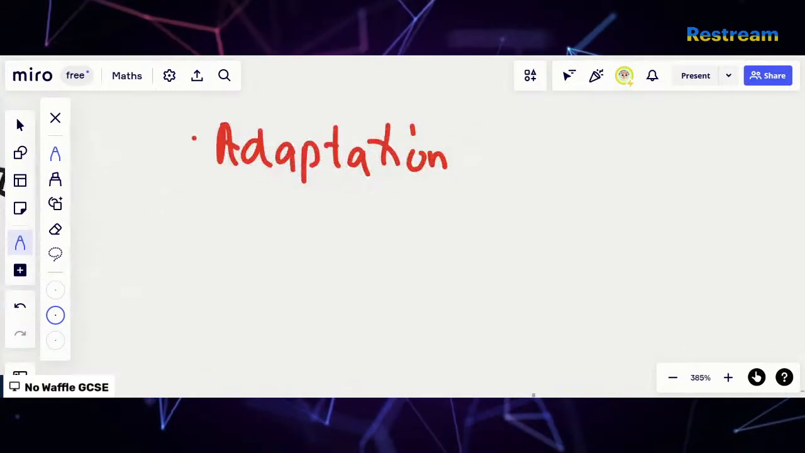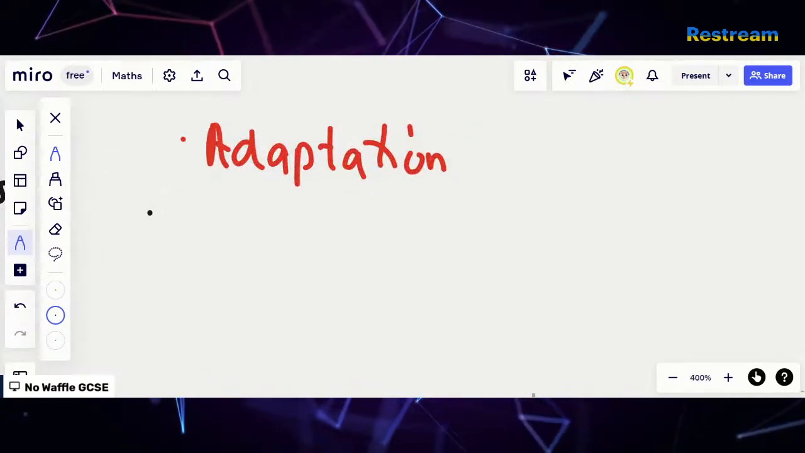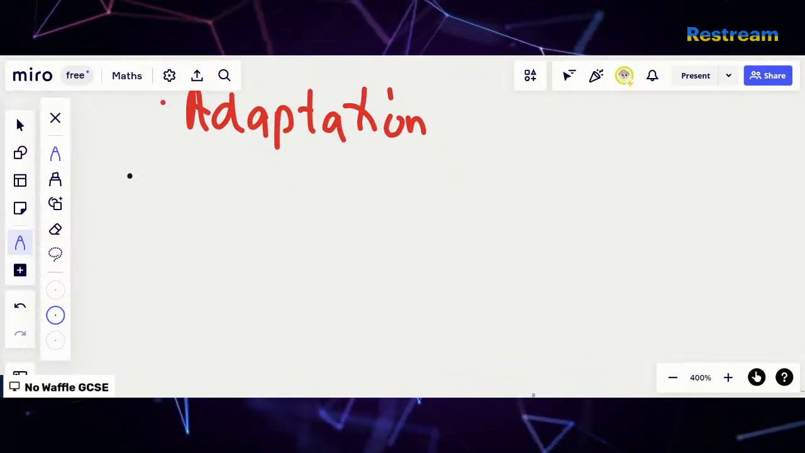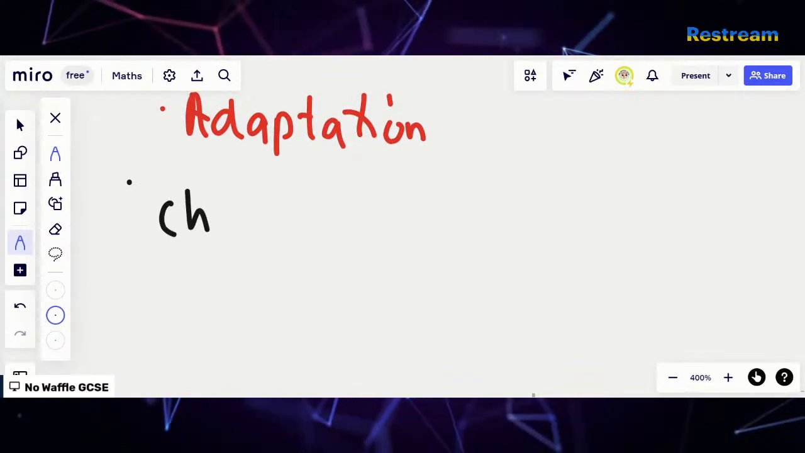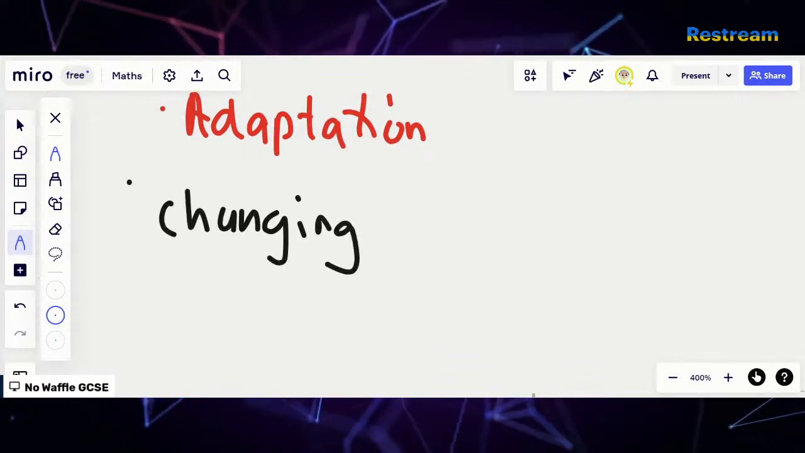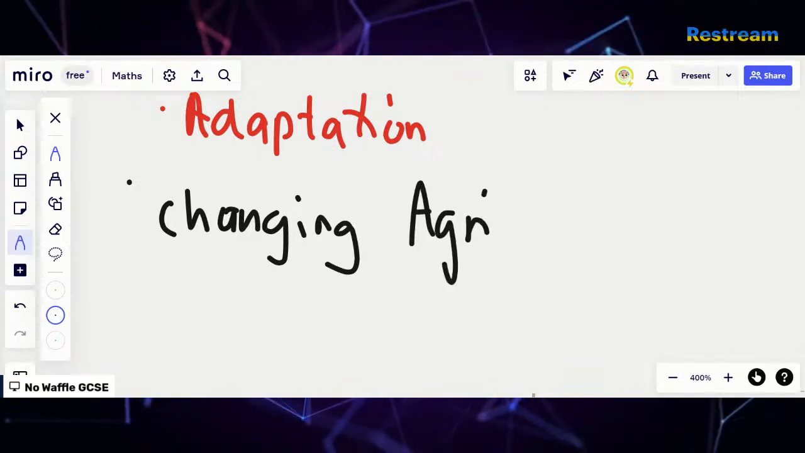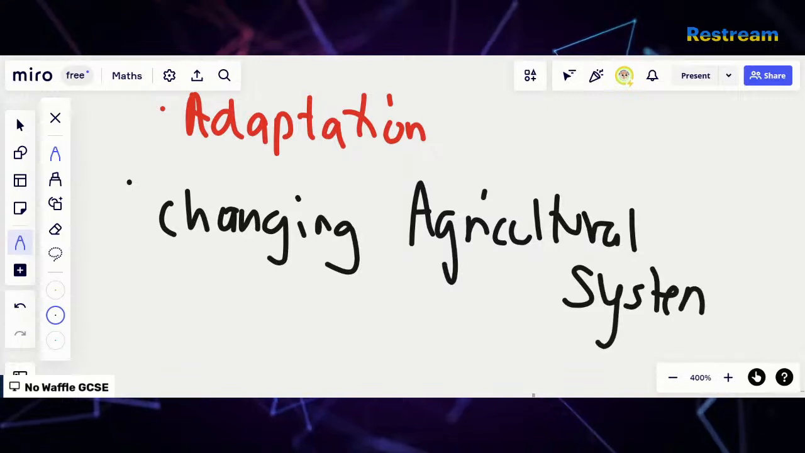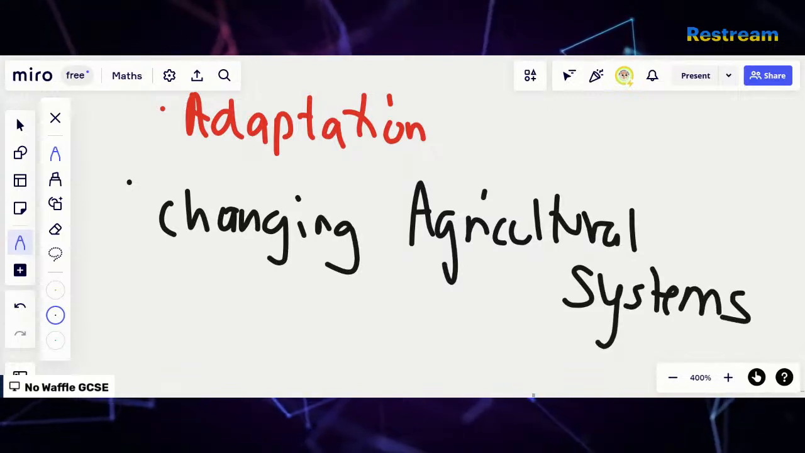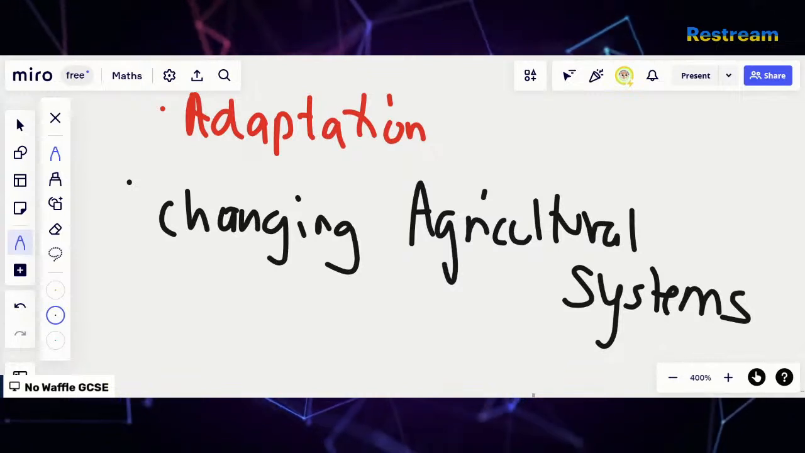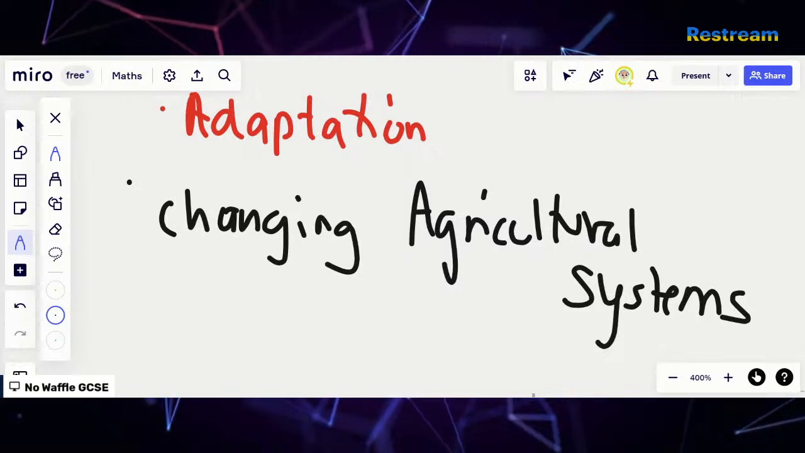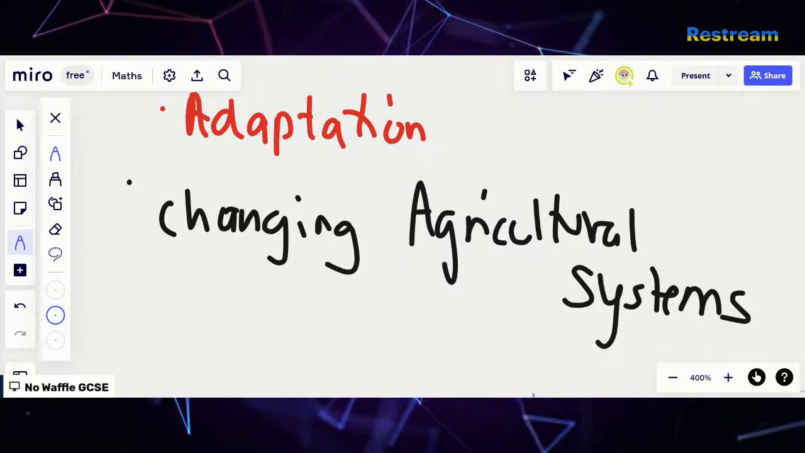So this is things that are enabling us to just live with climate change and how we can deal with it as opposed to trying to stop it from happening. So some things are changing agricultural systems. So this is changing the way we farm, and more specifically what we farm, because of the fact that there will be changing rainfall patterns and changing temperatures. This will then affect the productivity of existing systems.